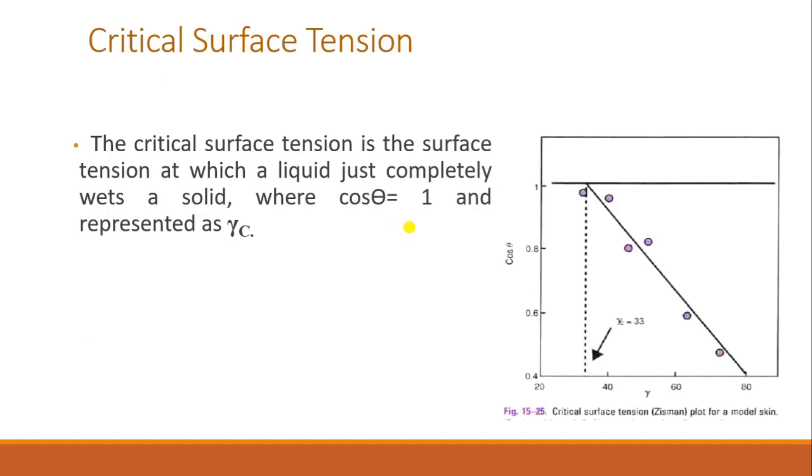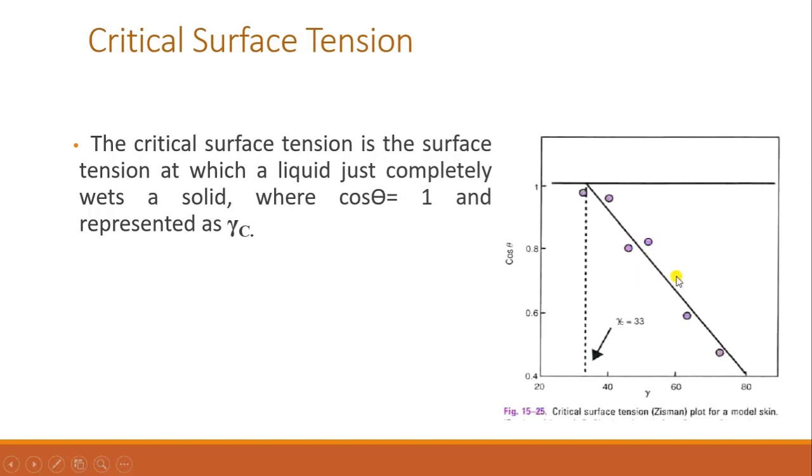Critical surface tension. The critical surface tension is the surface tension at which a liquid just completely wets a solid, where cos theta is equal to 1, and it is represented by the symbol gamma C. If we plot a graph of cos theta versus surface tension for different liquids and extrapolate to the value of surface tension when cos theta is equal to 1, that value indicates the critical surface tension, which is required to wet the surface completely.